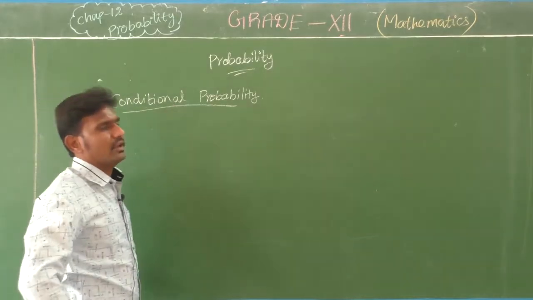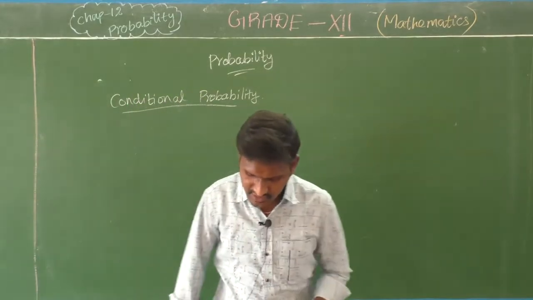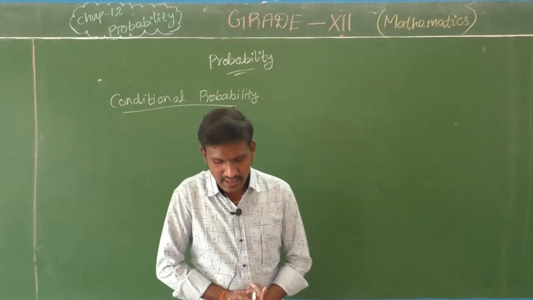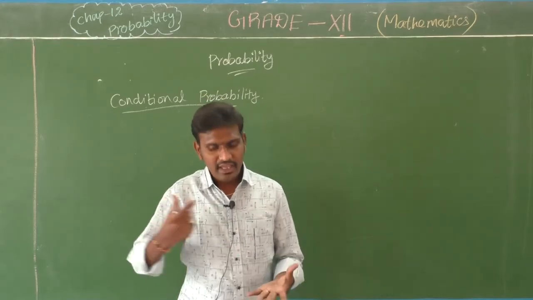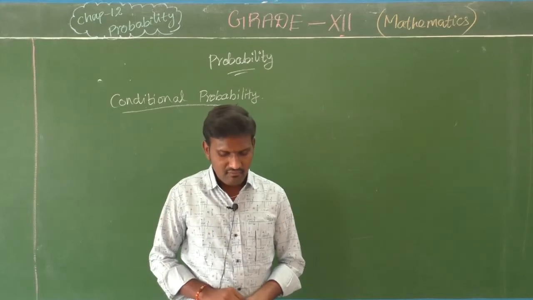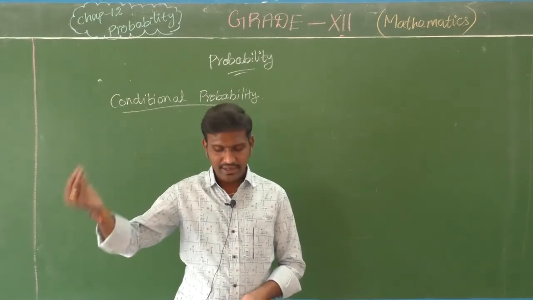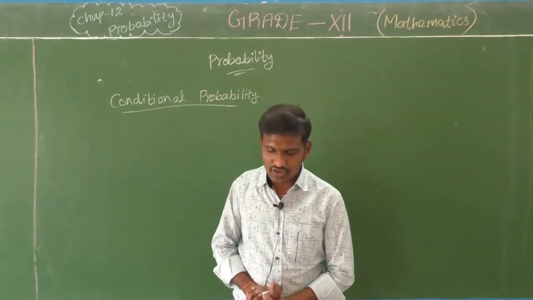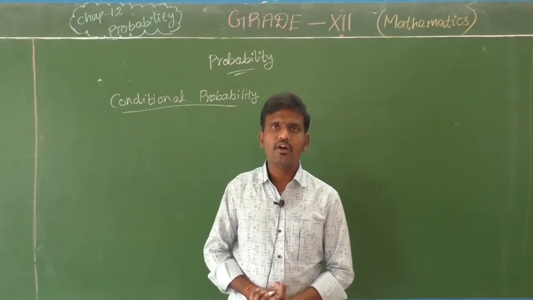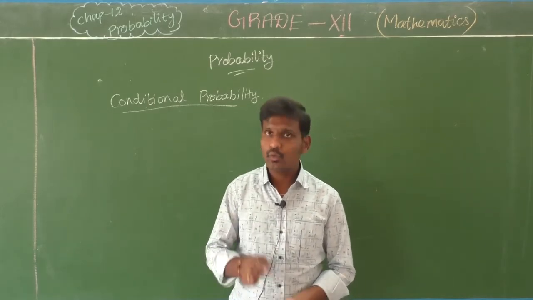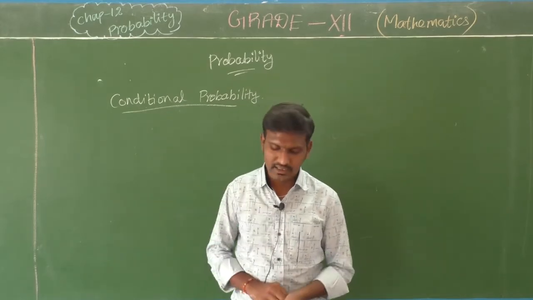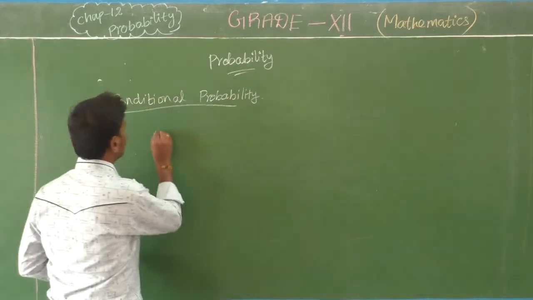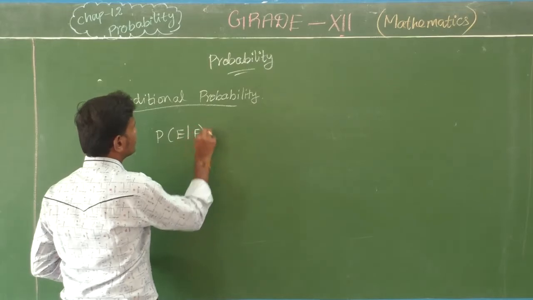What is conditional probability? We have one condition. What condition? The probability of an event E is called the conditional probability if the probability of E is taken given that F has already occurred. So that is called conditional probability, which is denoted by P of E by F, or E slash F.